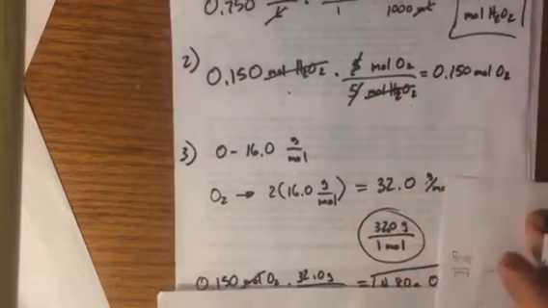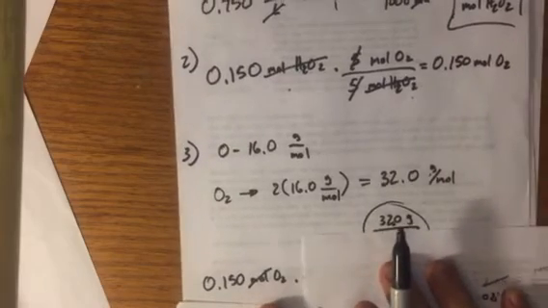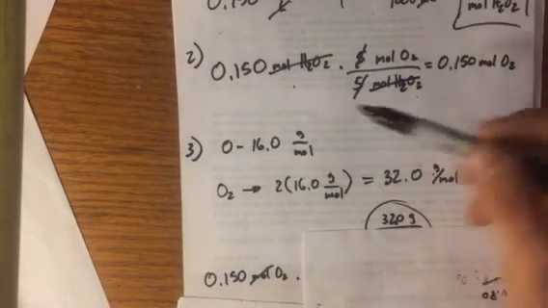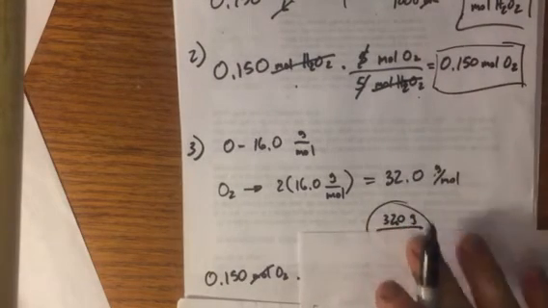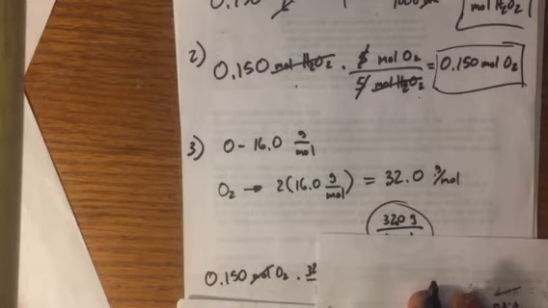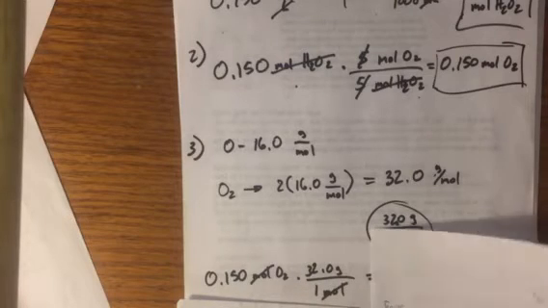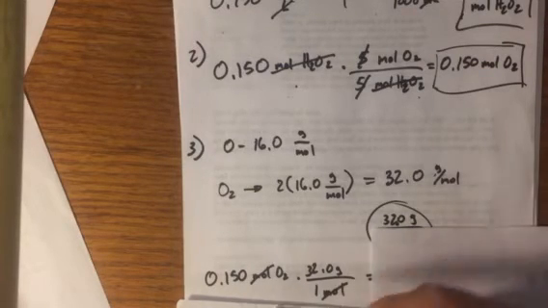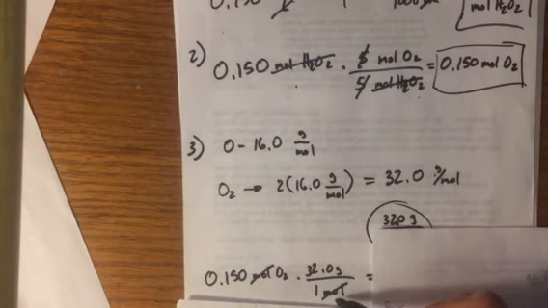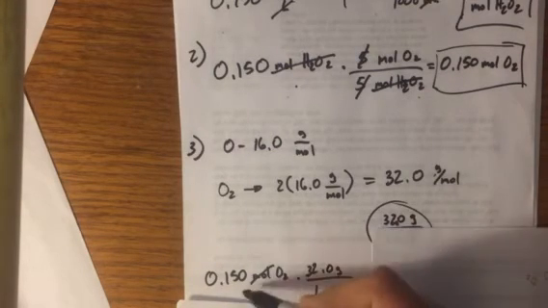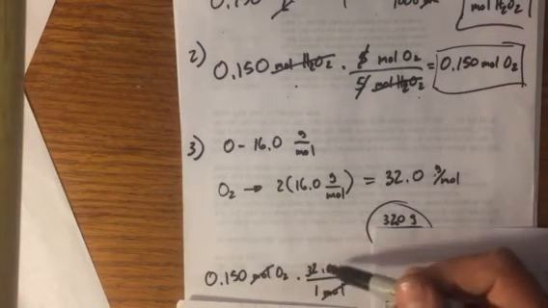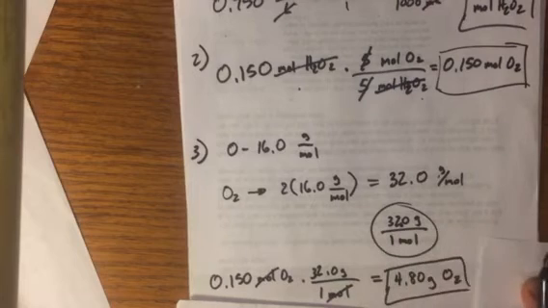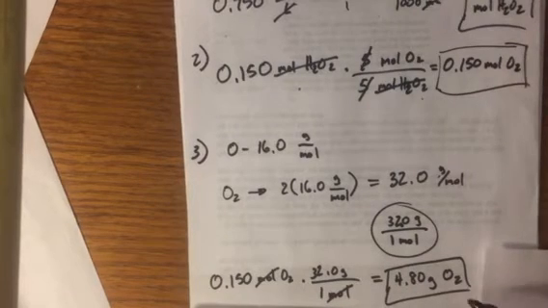Again, I'm going to write out the amount of moles I discovered in step 2, that 0.150 moles of O2. And I'm going to multiply by the ratio that I need. Again, I'm looking at how my units are going to cancel. I need moles on the bottom and grams on top. Moles are going to cancel. And I've got 0.150 times 32.0, and that is going to give me a total of 4.80 grams of oxygen.